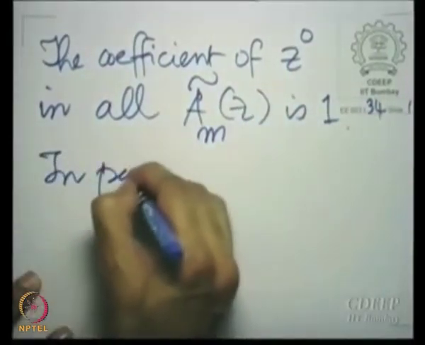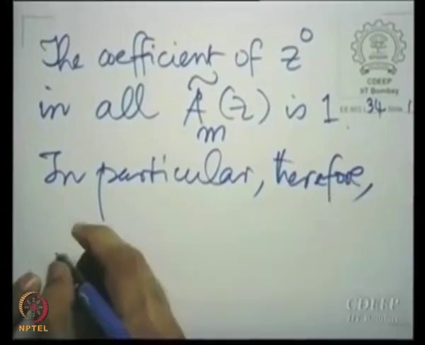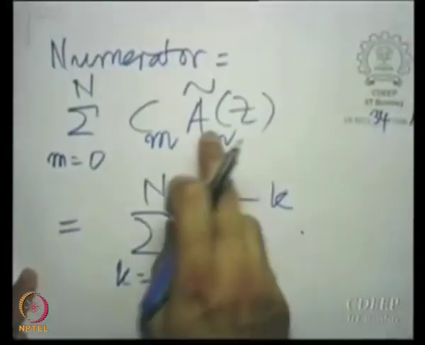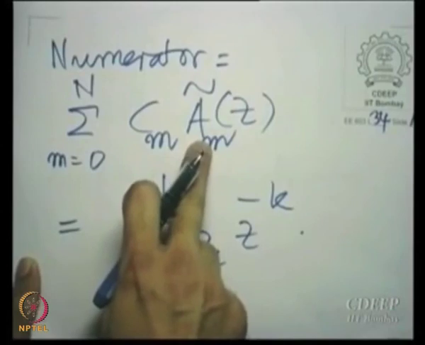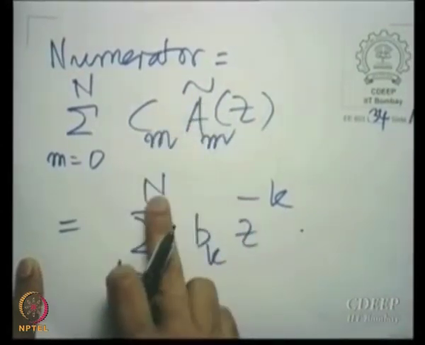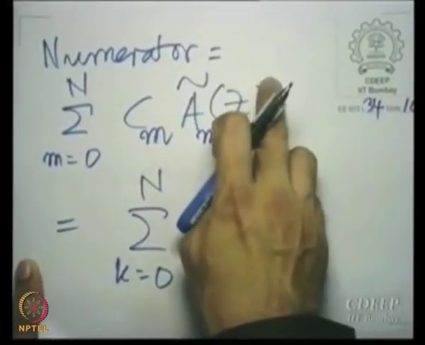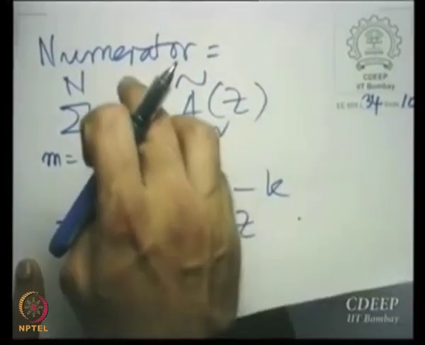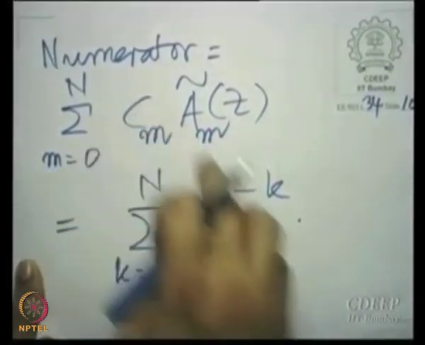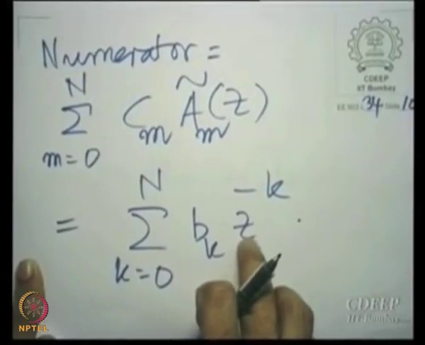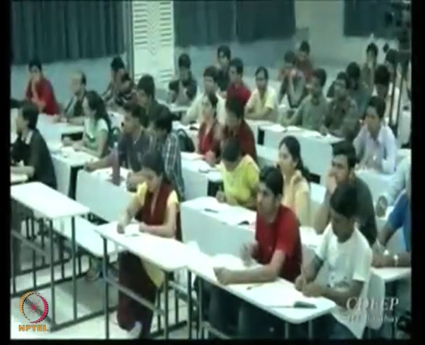In particular, you see, if you compare, where would the term z raised to the power minus n arise? Only in An tilde. None of the other Am could give the highest power of z inverse. And what would the coefficient be of z to the power minus n coming from here? 1. So that would be multiplied by C capital N. And therefore, comparing the coefficients of z raised to the power of minus n on both sides, B capital N is equal to C capital N. C capital N is equal to B capital N.